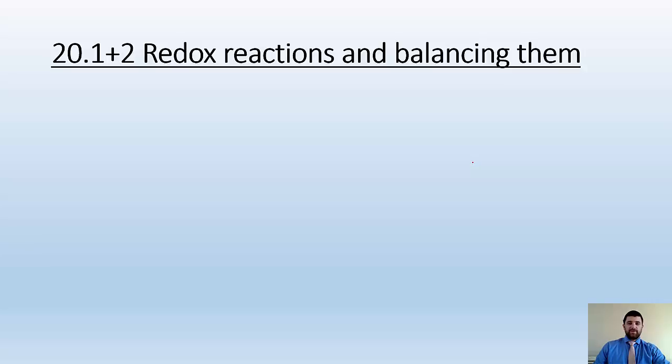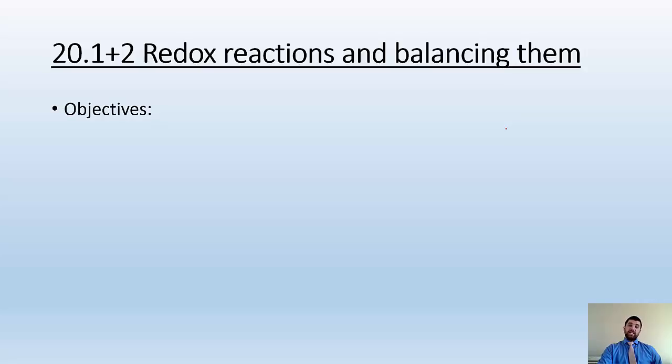Mr. Donahue here, once again taking a look at 20.1 and 2, redox reactions and balancing them. In this unit, this topic, we're going to get into batteries and voltaic cells and how they all work. And behind all of it is redox reactions. So we're going to be taking a look at them.